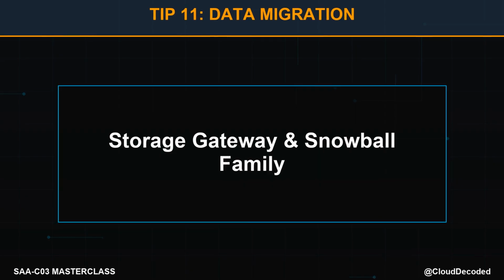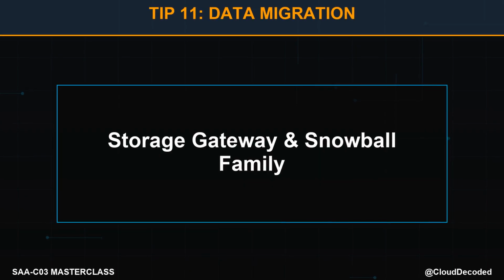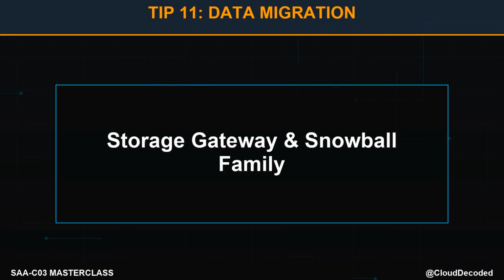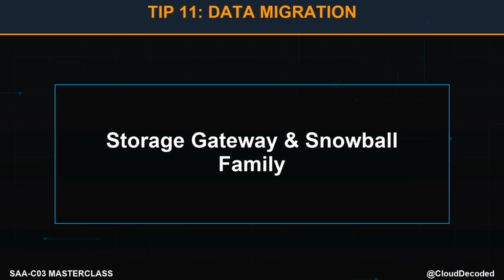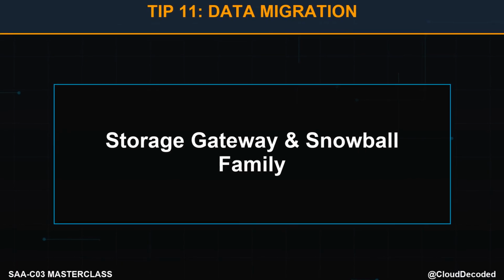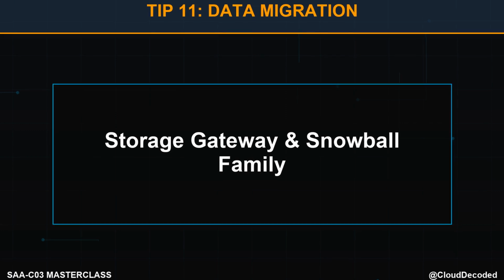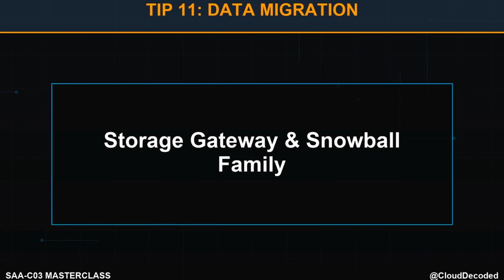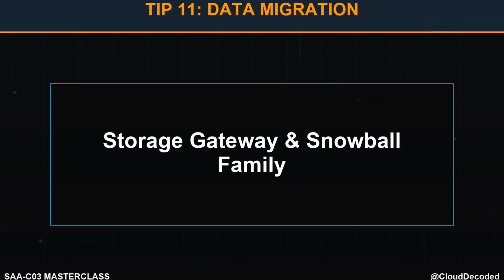If you need to move petabytes of data where internet bandwidth is the bottleneck, use Snowball Edge. For exabyte scale, it's Snowmobile. Always choose the most cost-effective and fastest migration path based on the data volume.